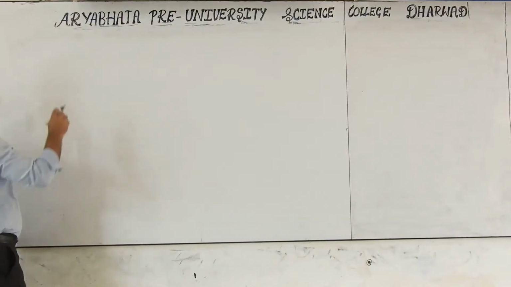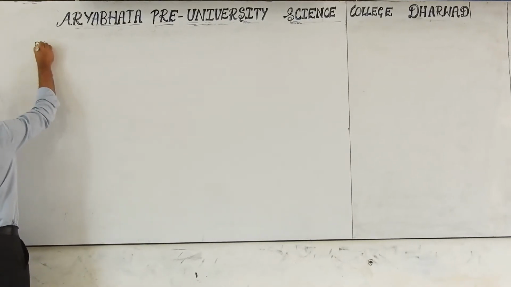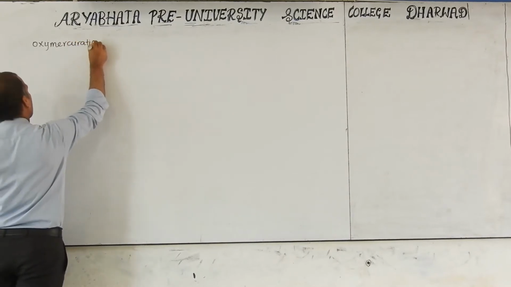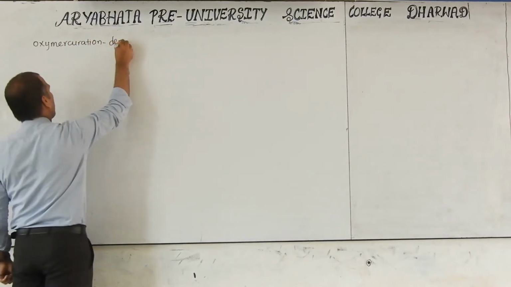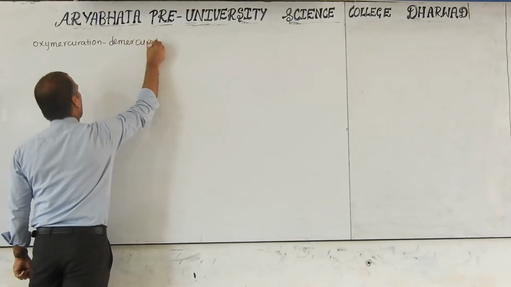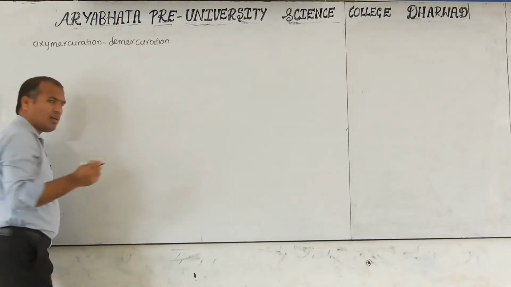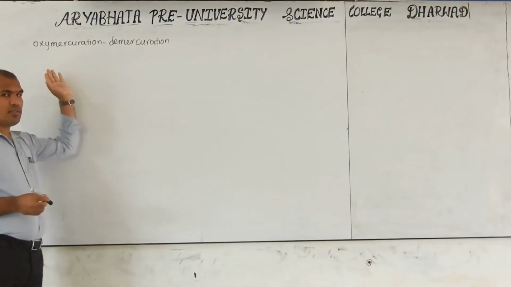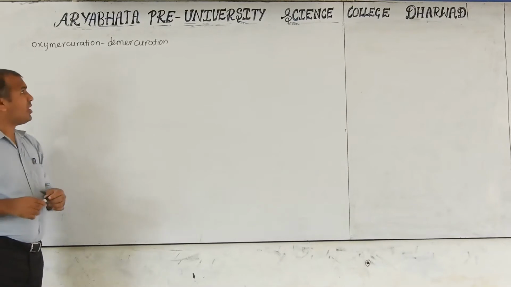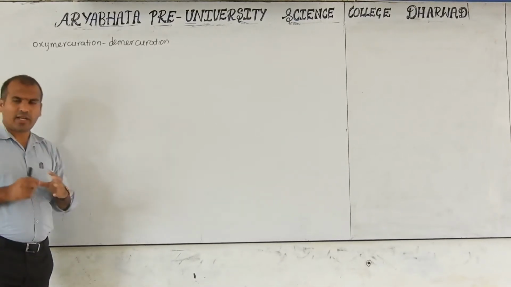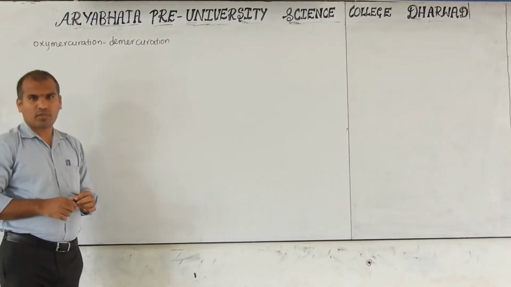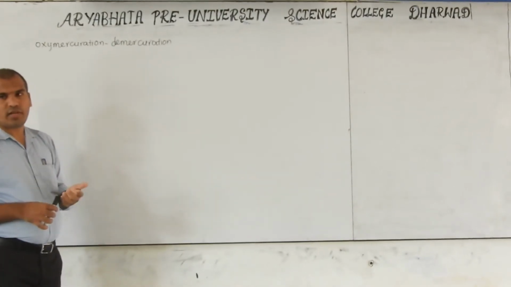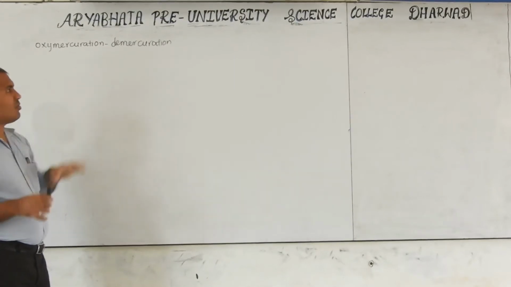Now, oxymercuration, demercuration. You also studied this heading in the alcohol chapter. Actually, hydroboration oxidation and oxymercuration, demercuration headings will not appear in your textbooks. But in competitive exams, they ask for the preparation of aldehydes and ketones by this method. That is why I am purposefully giving it.